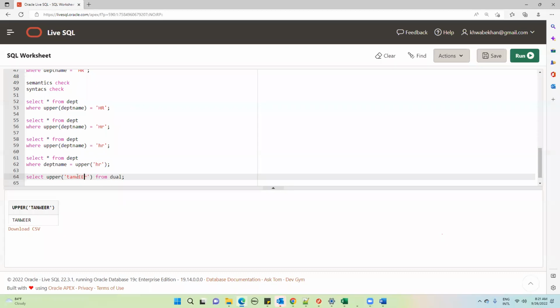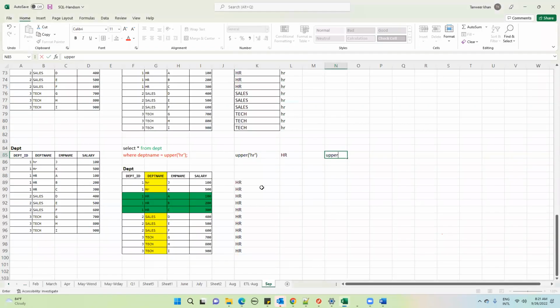Let me write this way. You have mixed case here, right? I'm writing upper. That's in uppercase. The function of upper is it will convert any data, anything, to uppercase. Okay. Now coming to this question.